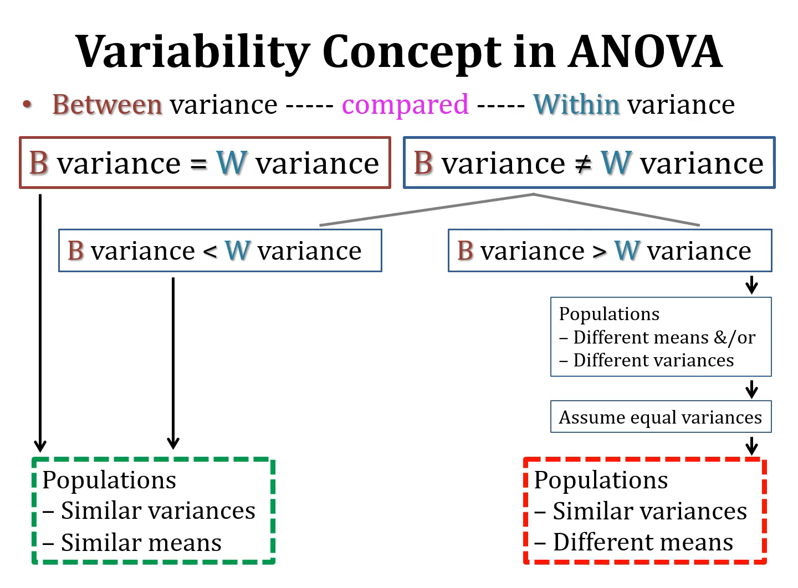But if the between variance is less than the within variance, then we have the same situation, that populations have similar variances and similar means. But if the between variance is greater than within variance, then this is possibly because of differences in their mean values. Especially if we assume that the population variances are equal, then this difference is because of differences in their mean values. So this is the basic concept of ANOVA.